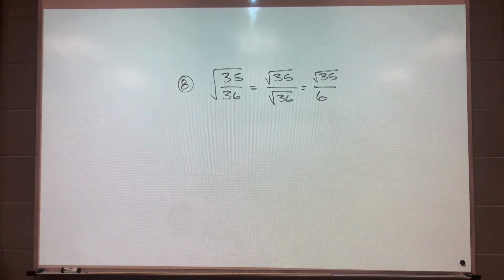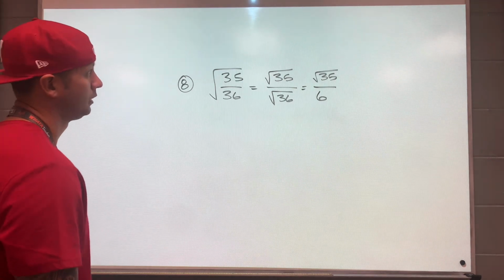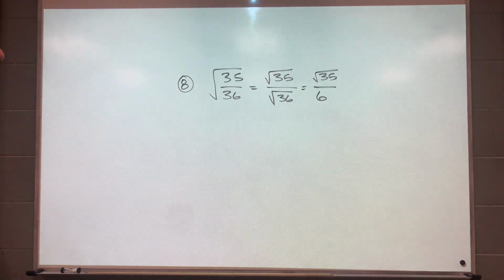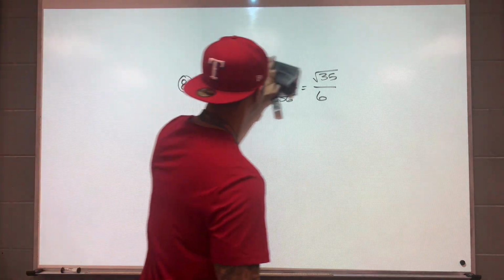35, can 35 be reduced? 7 times 5, both of those are prime numbers. So no, top can't be reduced. That's the answer. Root 35 over 6. 13 over 20.